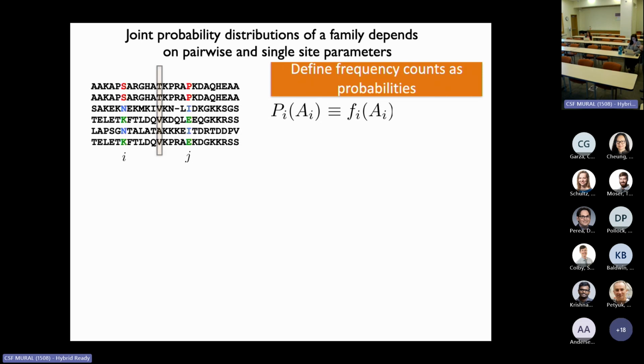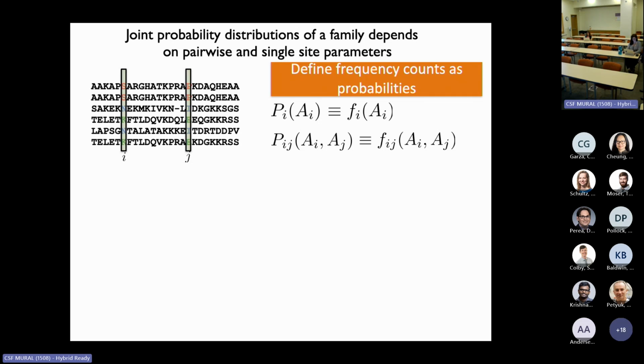Interestingly, we can also look at the statistics of pairs of sites, I and J in this case, and then we can look at how many times we observe this co-occurrence, right? How many times do we see an S with a P at positions I and J, and an N and an I, and then you can also build a joint probability distribution. Okay?